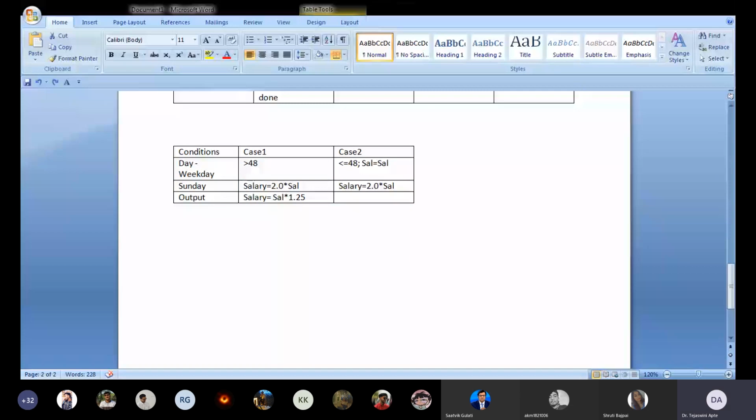Now go to 4.8 and see here. Test case 1: working hours 48, day is Monday, expected result is normal salary. Test case 2: working hours 50, day is Tuesday, that means any weekday, so 1.25 of salary. Test case 3: it could be 48 as well, not necessarily 52, it could be anything. So Sunday, 2.0 of salary.